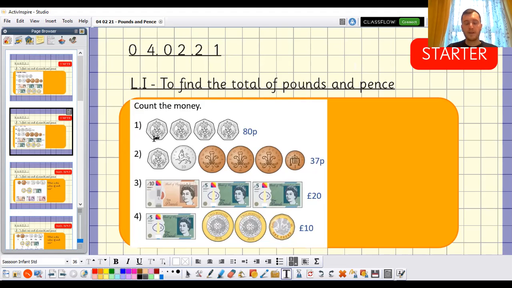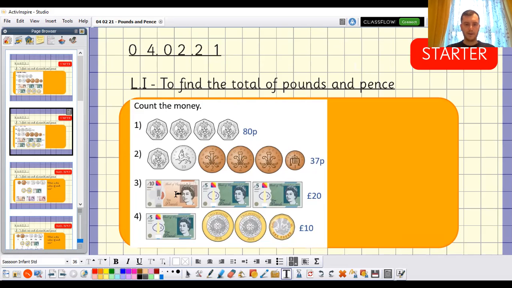The first one I would have counted in 20s. Go 20, 40, 60, 80, you get to 80p. Next one, 20 plus 10 is equal to 30, plus 2 is 32, 34, 36, plus 1 is 37. So that one is 37p.